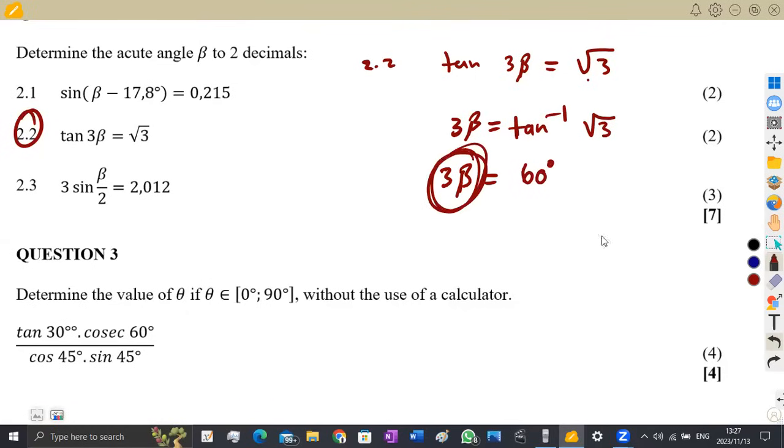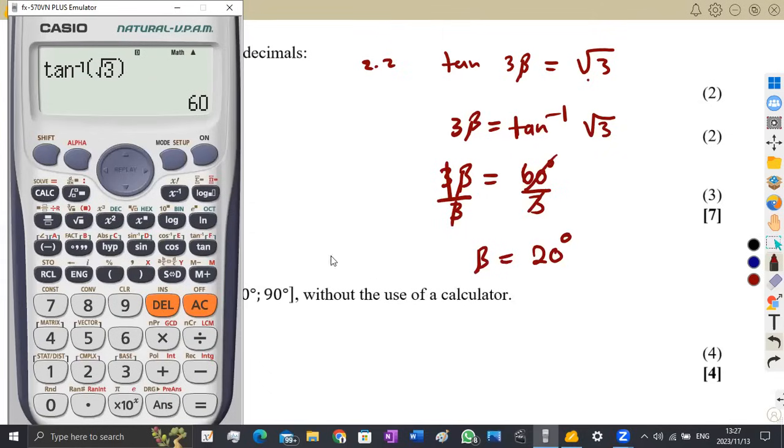Remember, like I said, this is an angle. So here you are now having an angle which is 60 degrees. So to find beta, we can divide by 3 both sides. That means we are going to obtain the value of beta, which is 20 degrees in that case. Or you can just divide on your calculator, divide by 3. You are going to obtain 20 at the end.